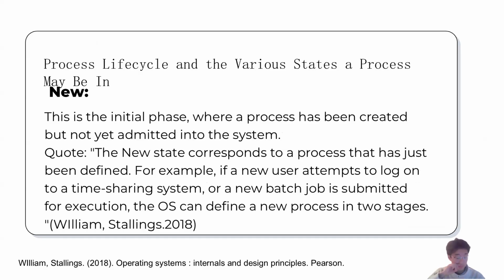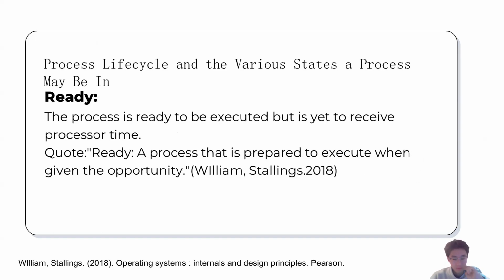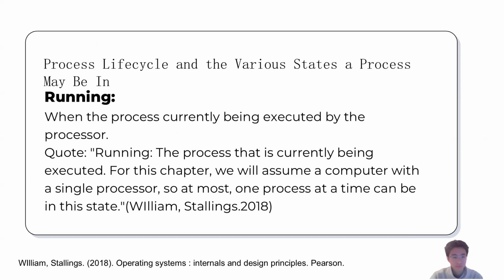And then is the process life cycle and the various states a process may be in. Processes have distinct states. The first is new: a process has been created but not yet admitted into the system. Then it's ready: the process is prepared for execution but awaits processor time. Then it's running: the process is currently being executed.